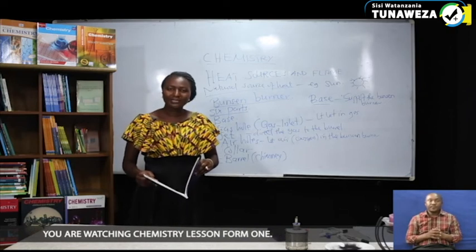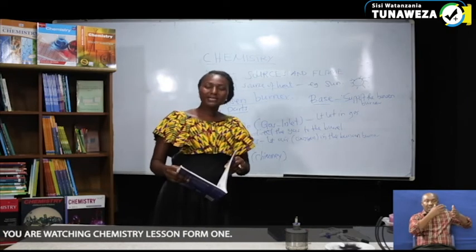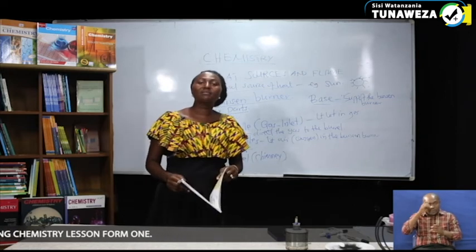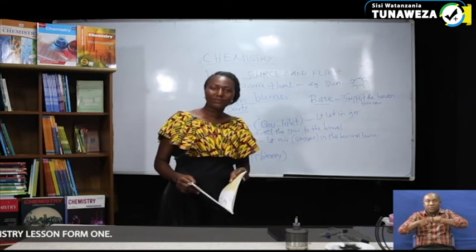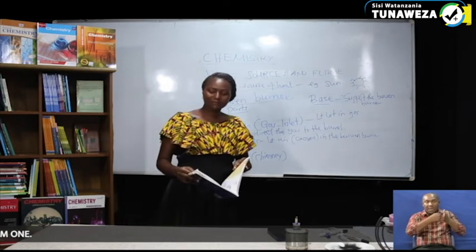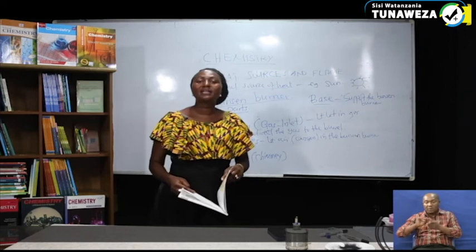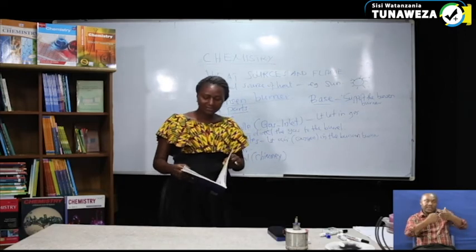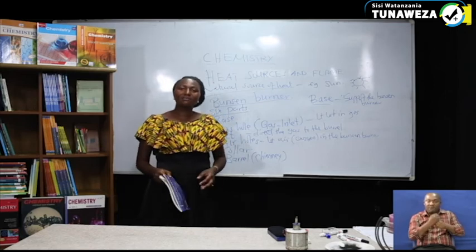Question number 3, list the sources of heat which are used in the chemistry laboratory. Question number 4, mention 6 parts of the Bunsen burner and write their functions. Question number 5, draw the structure of the Bunsen burner.